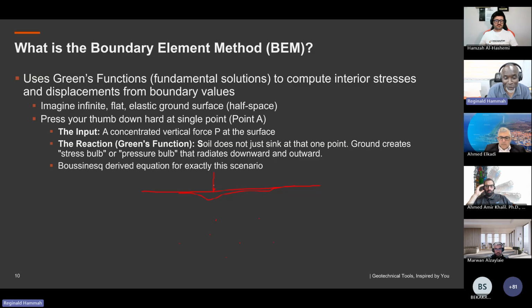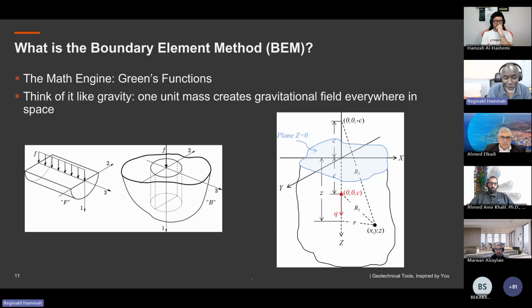Now, that fundamental solution we use to do that, we call them Green's functions. If you have a single Green's function, you can integrate and find out what is happening in the domain based on that solution. Now, if you are dealing with a real world problem, so you have a foundation distributed over an area, then it's like using several of these fundamental solutions, adding up their influence, and that allows you to determine what is happening within your elastic medium. So that's how the boundary element method works.